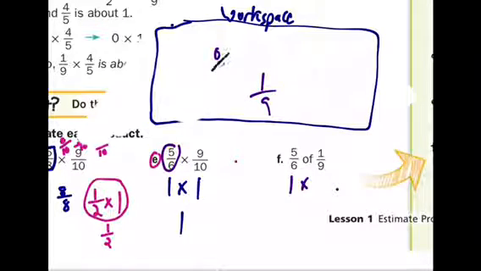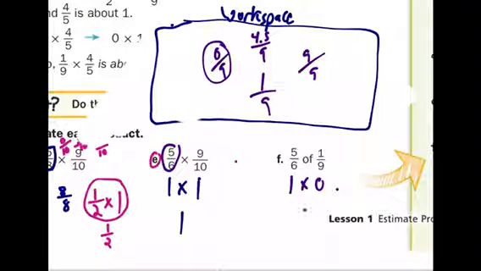I know 0/9 is 0. I know 9/9 is a whole. And half would be 4.5/9. So 1/9 is really close to 0/9, so that's going to round to 0. So when I estimate, 1 times 0 is 0. Okay, so that's how you estimate a fraction times a fraction.